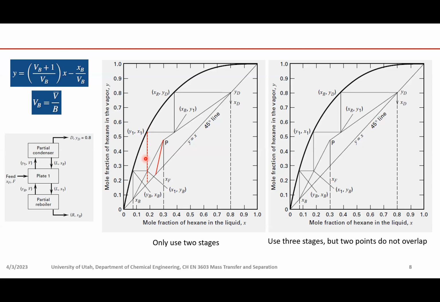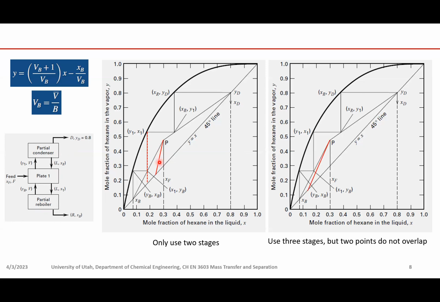Right? Now, if you do that, you find out this line does not land on the stripping section operating line. So you will achieve the separation with only 2 stages. That's not what we want, right? We want to do the separation with 3 stages. Okay, so this slope is too steep. This line is too steep, so this vertical line does not land on the operating line.